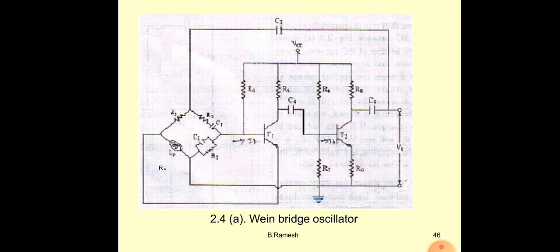There is a bridge circuit. Here the bridge circuit gives the input signal as feedback to the T1 transistor, and the T1 transistor produces a 180 degrees phase shift. Here the feedback voltage and input voltage are in the same phase, so that is called positive feedback. We use positive feedback in the oscillator circuit. The bridge circuit is the feedback network of the oscillator circuit.